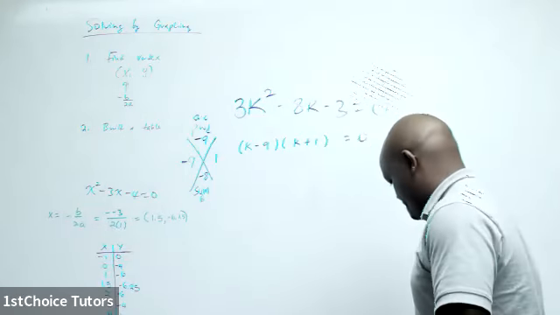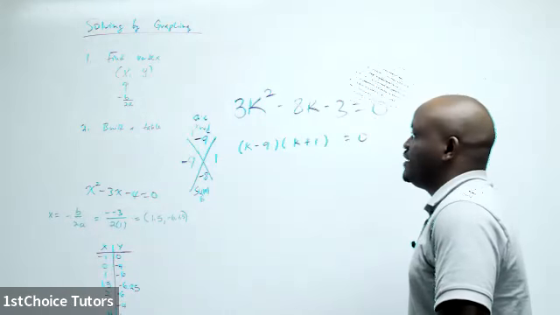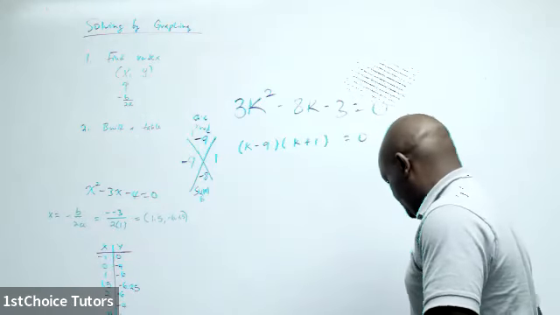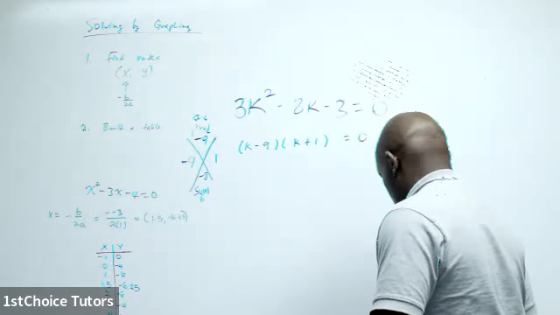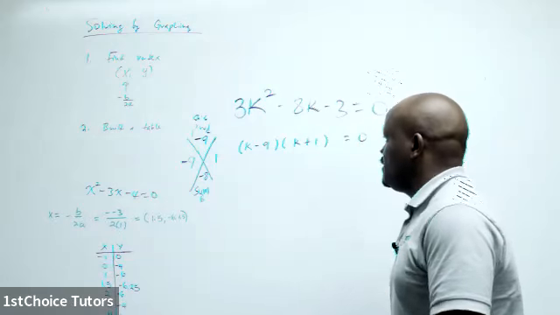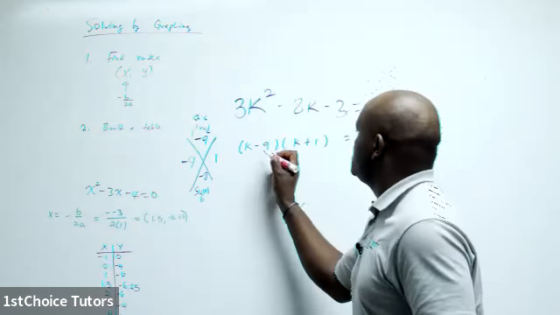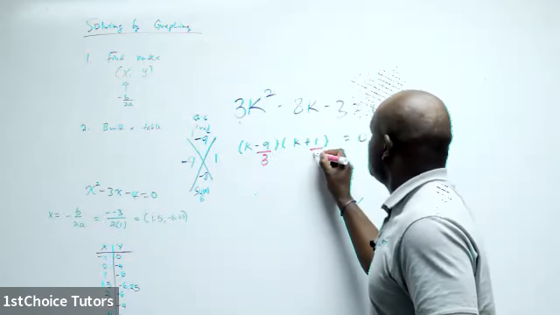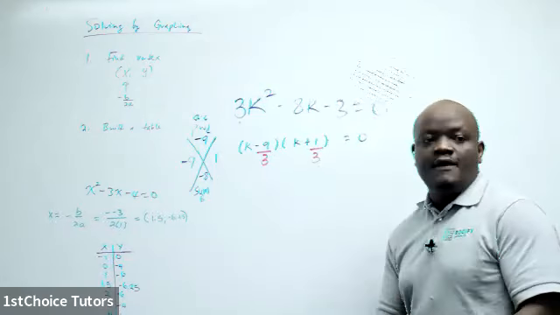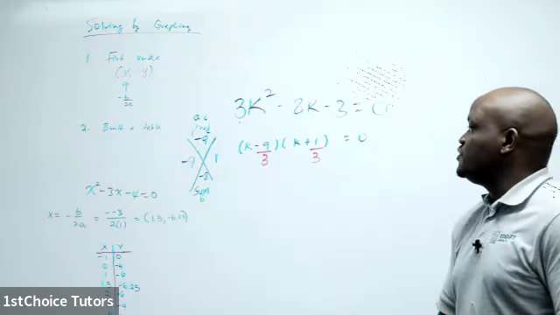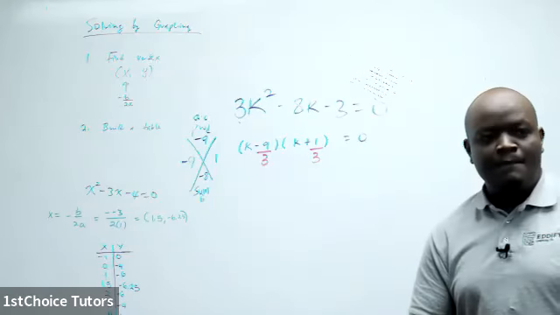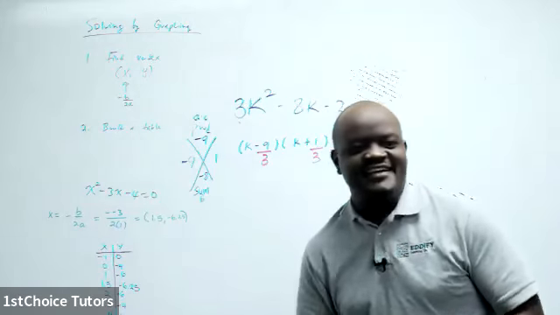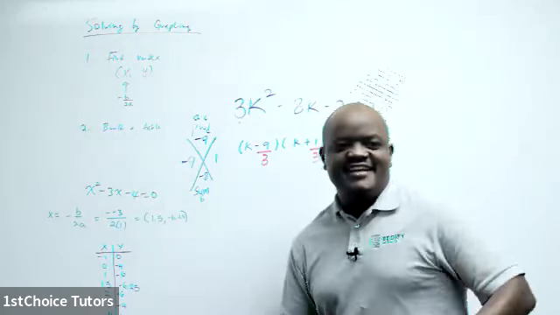We divide by 3. Divide what by 3 specifically? Divide -9 by 3 and 1 by 3. Very good. You're dividing both of these by the leading coefficient right here, divided by 3. This is a shortcut. Some teachers don't like it. If your teacher doesn't like it, tell them to come see me. Just kidding.